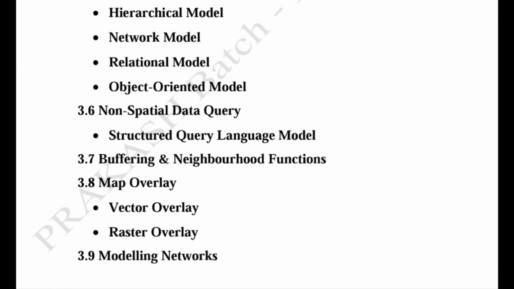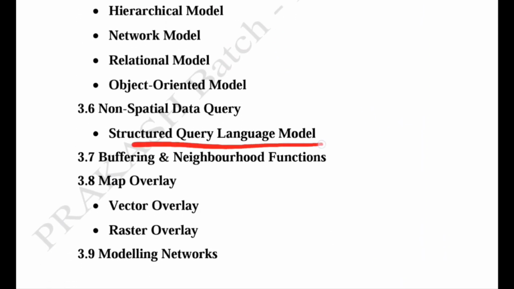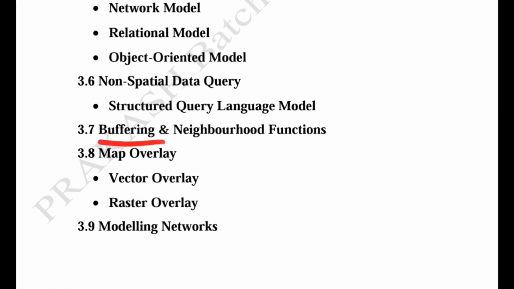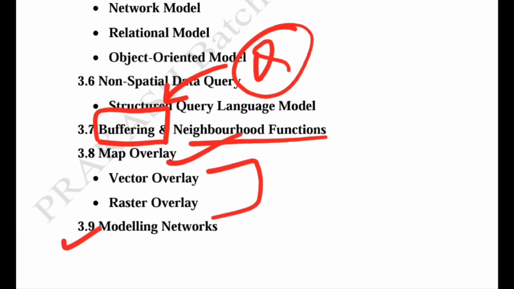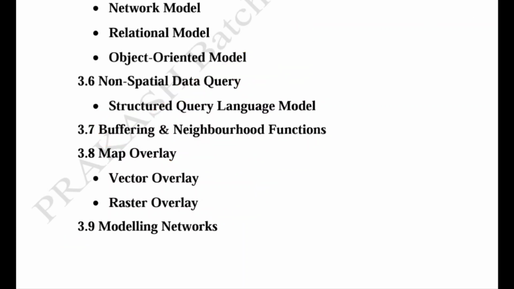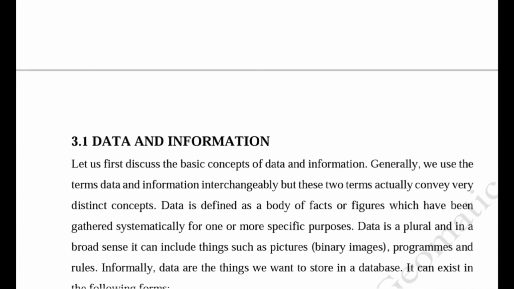After that we will also study non-spatial data queries like the SQL model, as we have taken an overview in the previous section. After that we will study buffering, as we have seen a question about buffer in the GATE exam. And after that neighborhood functions. After that, in 3.8, map overlay, vector overlay, and raster overlay, and the last one is modeling networks. So we will cover everything of the GATE Geomatics syllabus about GIS in this unit.